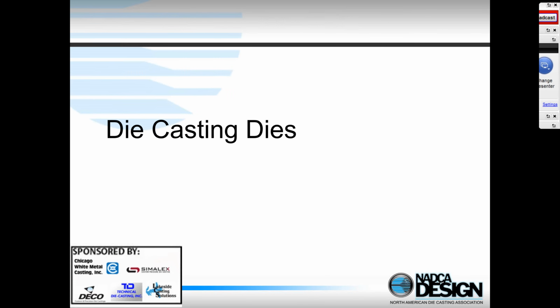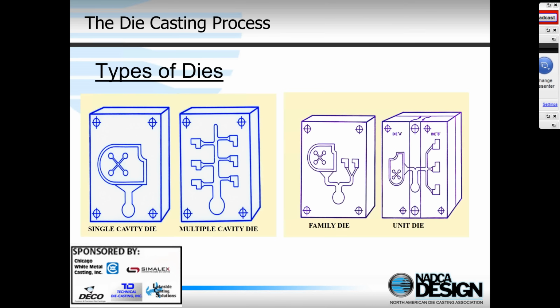Okay, let's just move on. Let's talk about die casting dies. This slide shows different types of dies that we actually produce our castings in. As we go from left to right, the one on the left is a single cavity die. That means a single casting. We just produce one component every time we inject the liquid metal into the cavity.